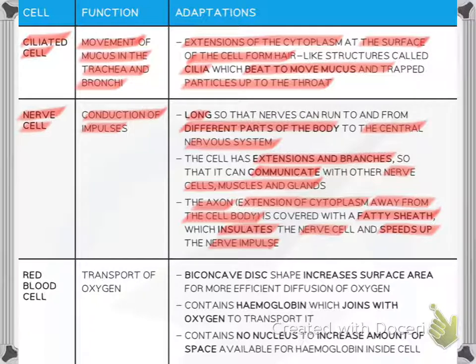And then they have an axon, which is covered with a fatty sheath, and the fatty sheath is used to insulate the nerve cell, and it also speeds up the nerve impulse. Then the other cell is the red blood cell.